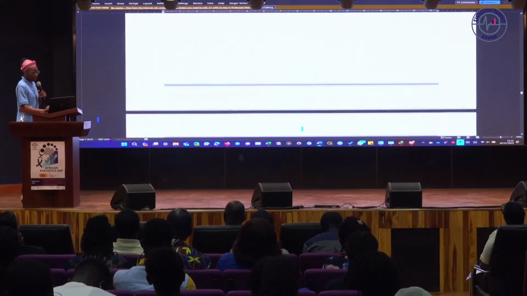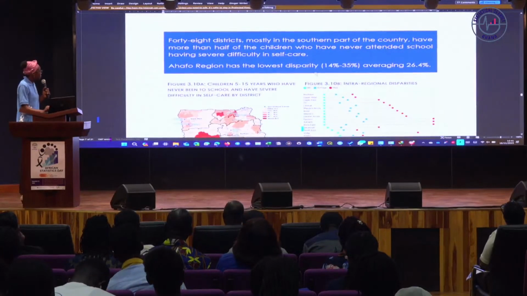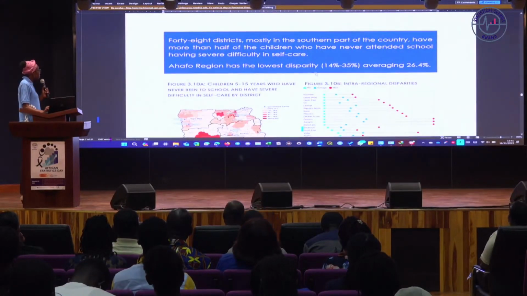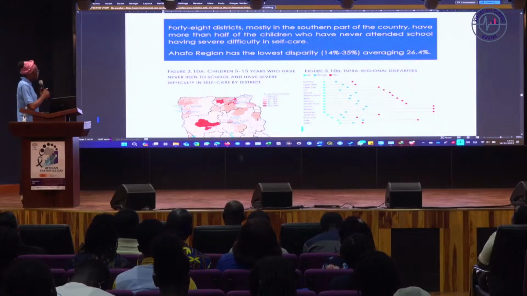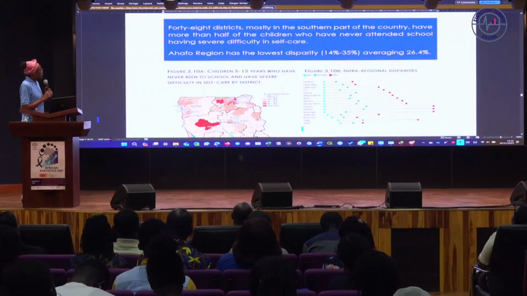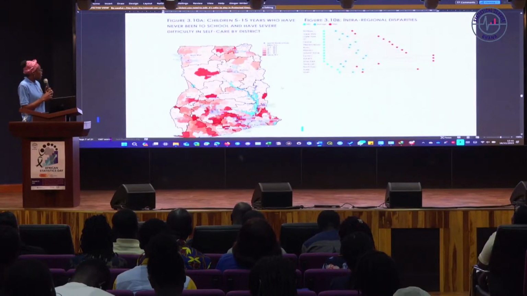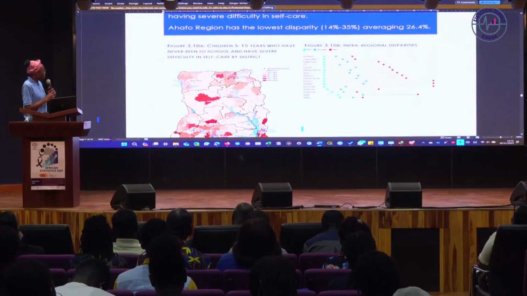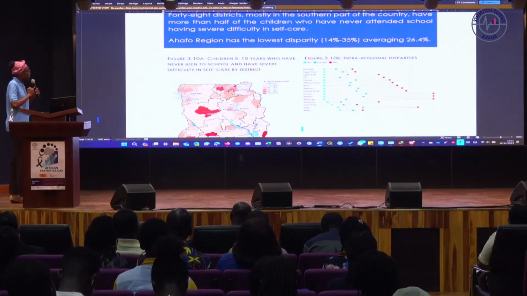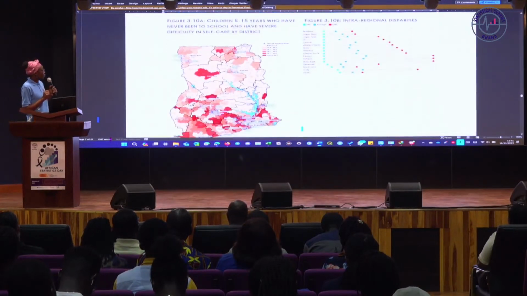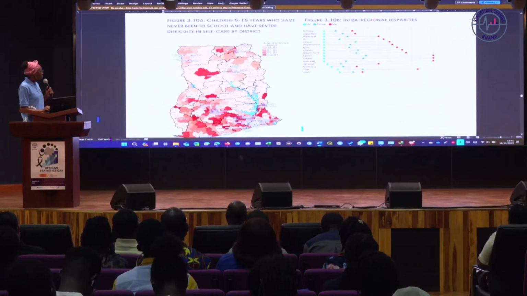Next is self-care. Within the self-care domain, the picture is quite similar to the previous one, where we have 48 districts, again, mostly in the southern part of the country, with more than half of those who have never attended school being children with severe difficulty in self-care. And the lowest disparity is seen in the Ahafo region, where the average disparity is about 26.4%.